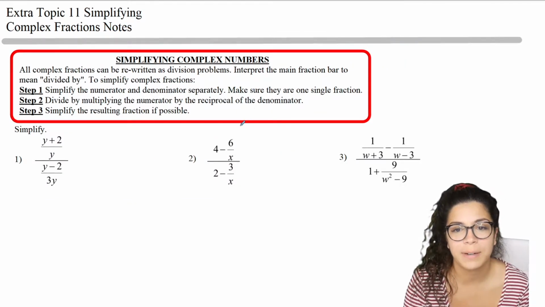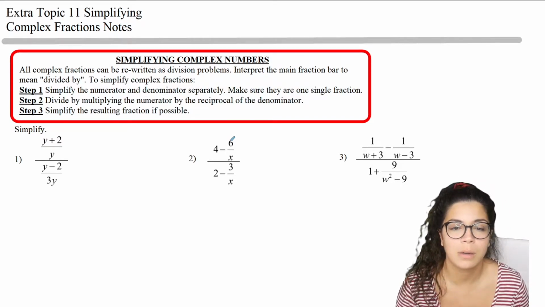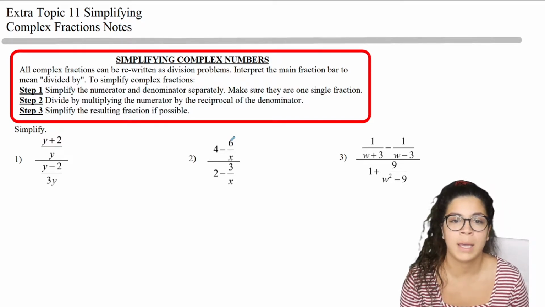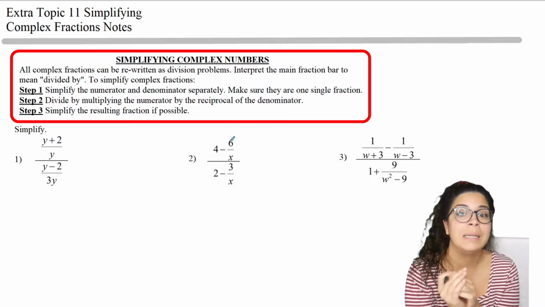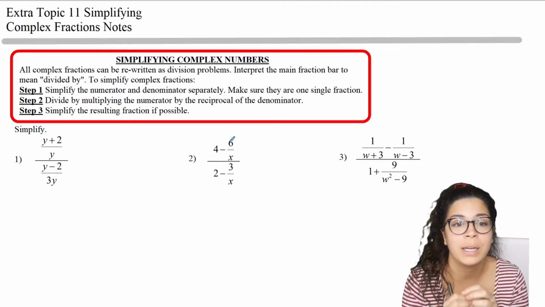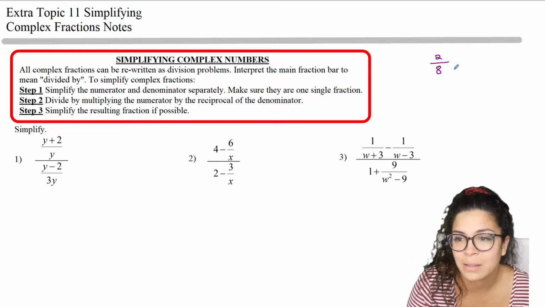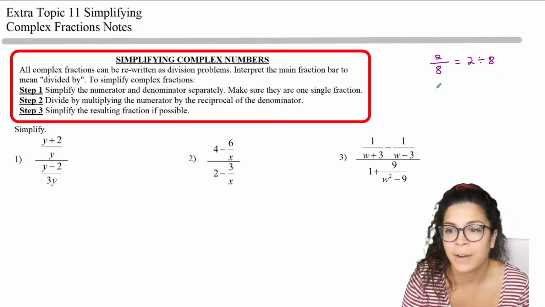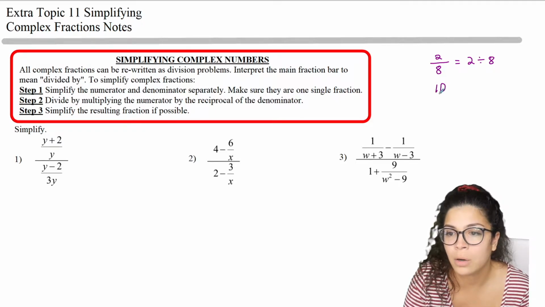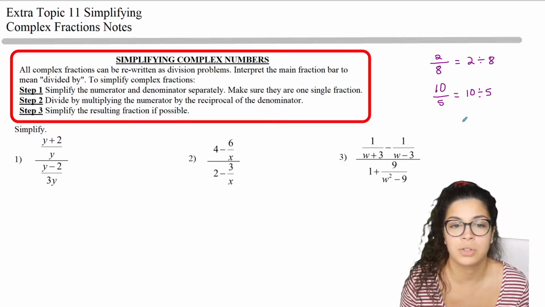So when we're simplifying complex fractions, basically what you want to do is rewrite it as a division problem, because a fraction is really just dividing. Like if I have 2 over 8, that means 2 divided by 8. If I have 10 over 5, that means 10 divided by 5. So really a fraction bar is just division.